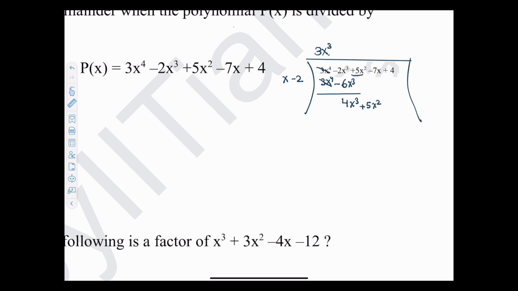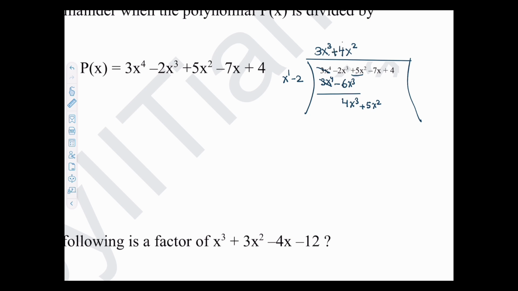Now again, just focus on the power. Here it's power 1, here it's power 3. So we have to multiply it with x powered 2, isn't it? Because 1 plus 2 gives you 3, and here the coefficient is 1 and here the coefficient is 4. So we have to multiply it with 4.